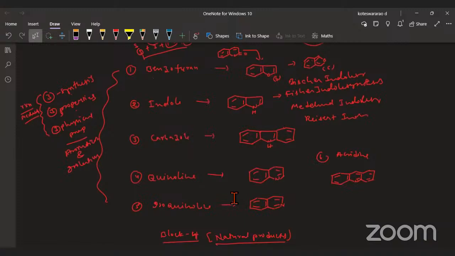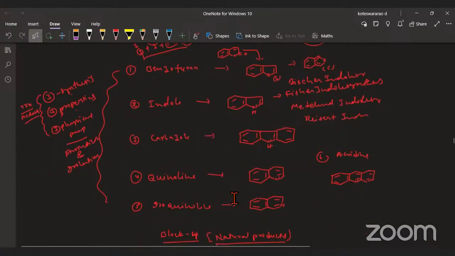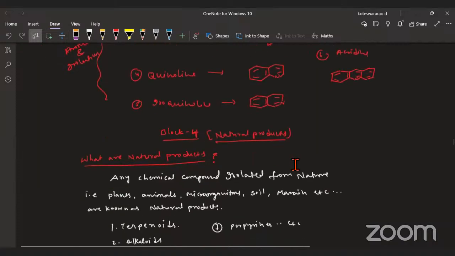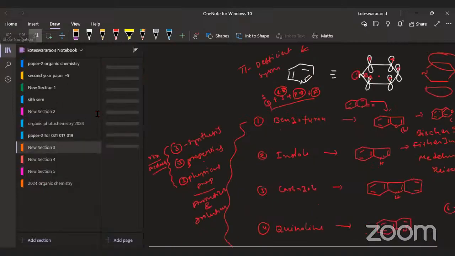Some examples are given for fused heterocyclics. These molecules are included in our syllabus: benzofuran, indole, carbazole, quinoline, isoquinoline, and acridine. These 6 molecules are included in your syllabus. For exam purposes, you need to prepare each compound's 3 syntheses, 3 preparations, physical properties, and aromatic properties. I will explain one of the compounds.